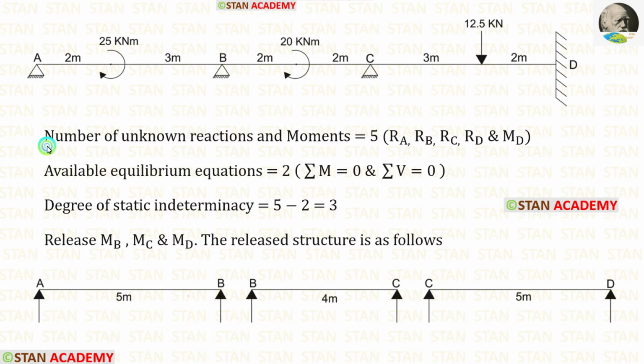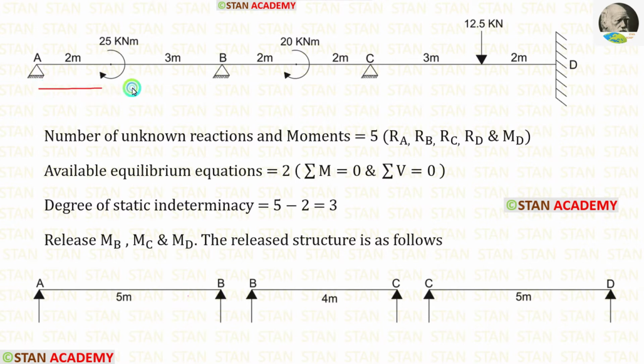In this beam, the number of unknown reactions and moments are 5. They are RA, RB, RC, RD and MD. The available equilibrium equations are 2: sigma m is equal to 0 and sigma v is equal to 0. The degree of static indeterminacy is equal to 5 minus 2. We will get 3. From this beam, let us remove MB, MC and MD.